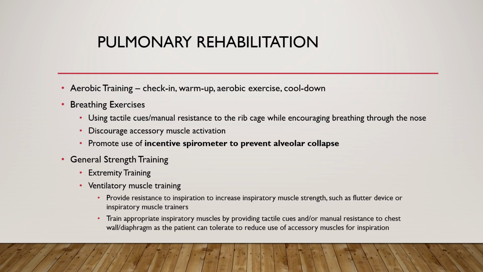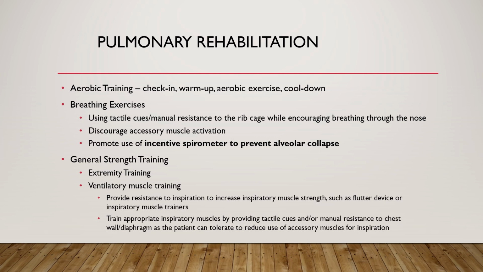These patients will benefit from learning breathing exercises, so we can use tactile cues and manual resistance to the rib cage while encouraging breathing through the nose for things like chest wall expansion. That's something that you as the therapist can start with, the tactile cues on the lower rib cage. And as the patient is able to understand that tactile cue of pushing into your hands to increase chest wall expansion, you can provide a slight pressure to provide manual resistance to those inspiratory muscles and increase inspiratory muscle strength.